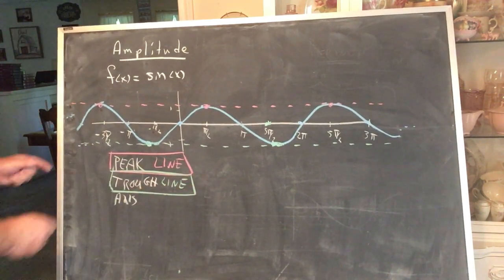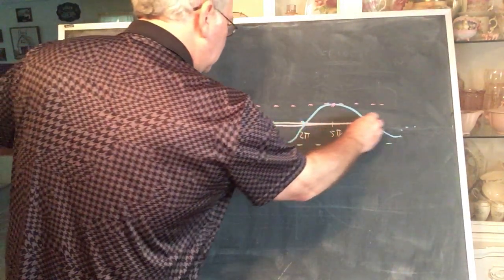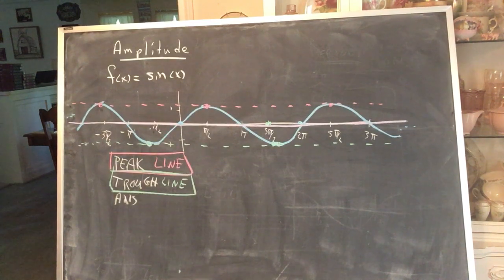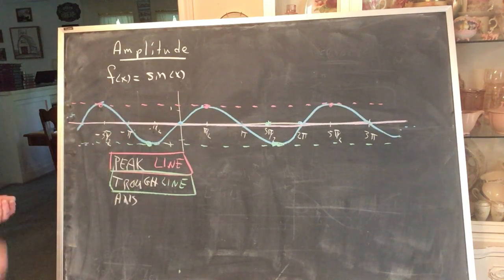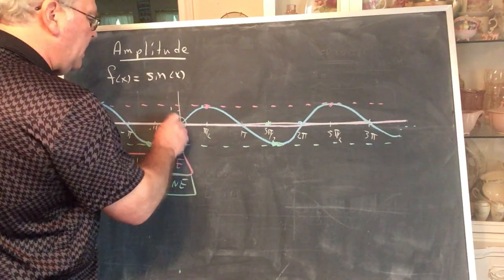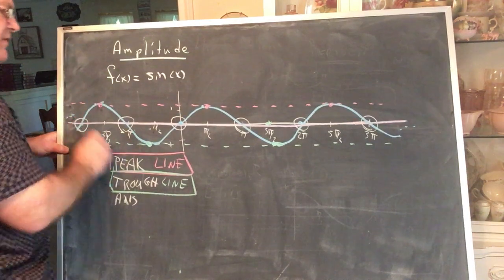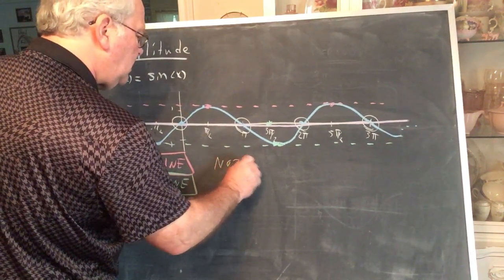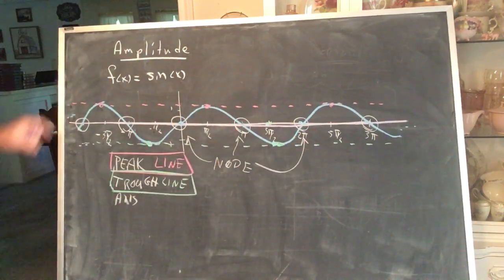And then the axis of the curve is the line that is midway between the peaks and the troughs. So in this particular case, the axis of the curve is the x-axis. That is not necessarily always the case. So what we do have is another piece of terminology. The points where the curve intersects the axis, each of those points is called a node. The point where the curve itself intersects the axis is called a node.